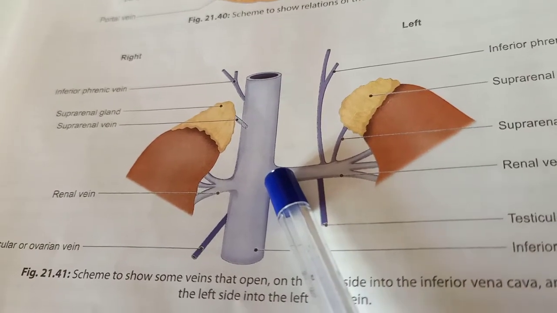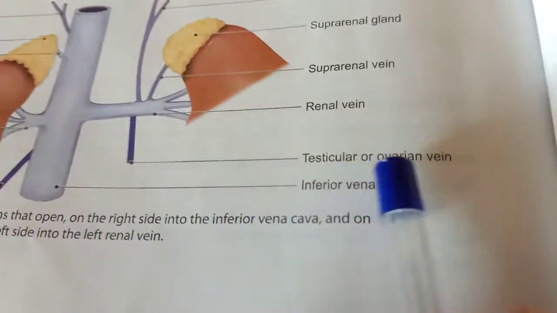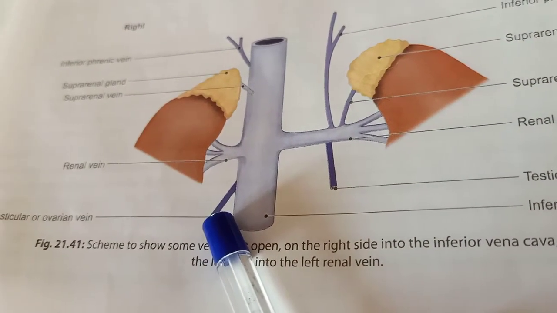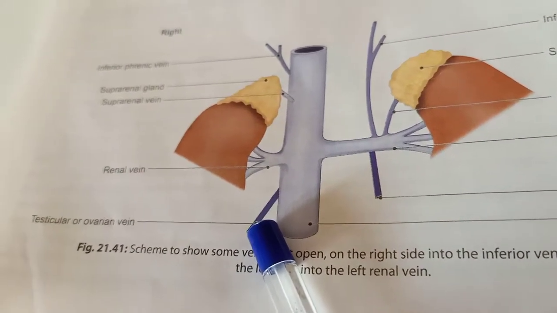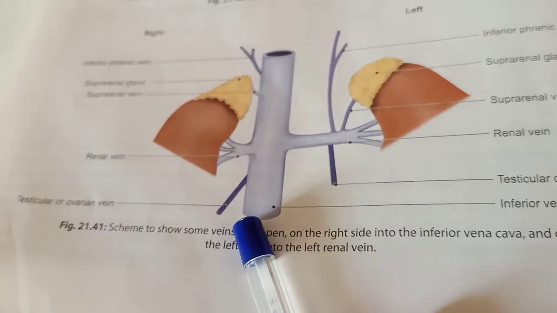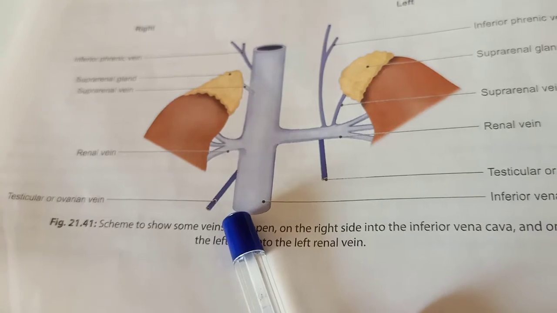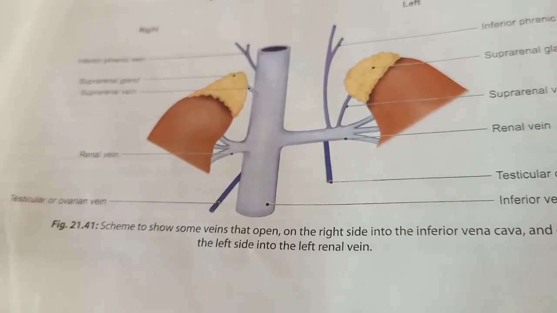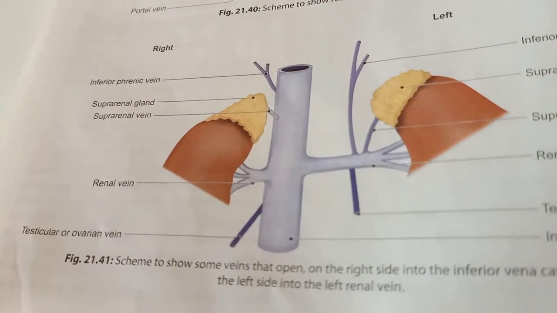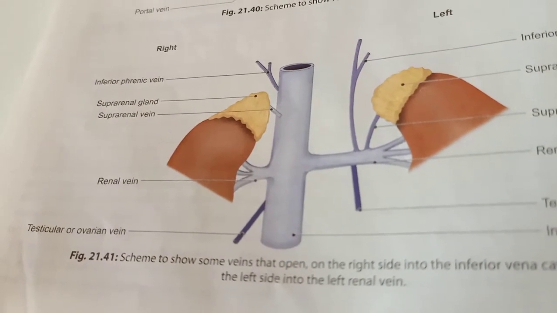Ovarian veins, these are the ovarian veins. This also forms a plexus in the broad ligament of the uterus. Now these two veins arising from the plexus accompany the ovarian artery. So the ovarian veins accompany the ovarian artery.